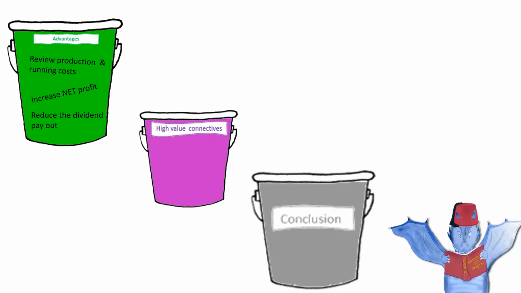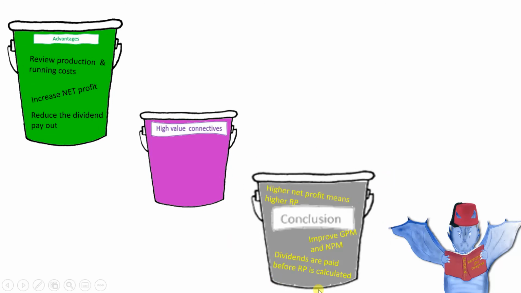We're looking at reviewing production and running costs. That's both sides of the balance sheet. We're looking at the impact on gross profit and net profit. We've got a straightforward comment on increasing net profit and then reducing the dividend, the dividend payout, which is to shareholders. Now here, these are just statements, so we've got to think now about expanding the sentence, which is why we use the rainbow bucket method.